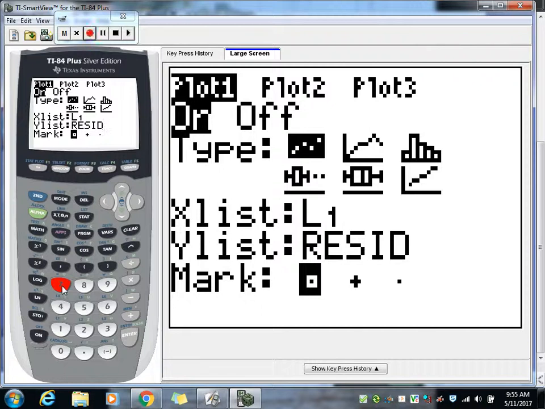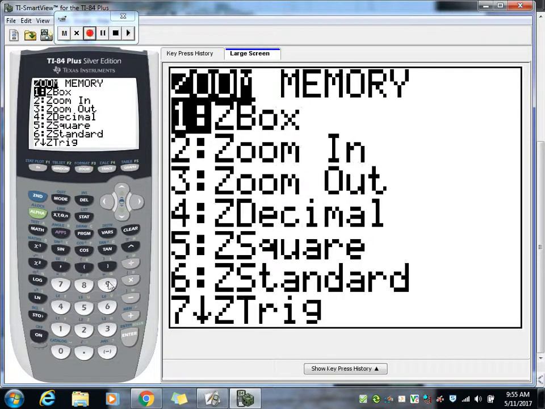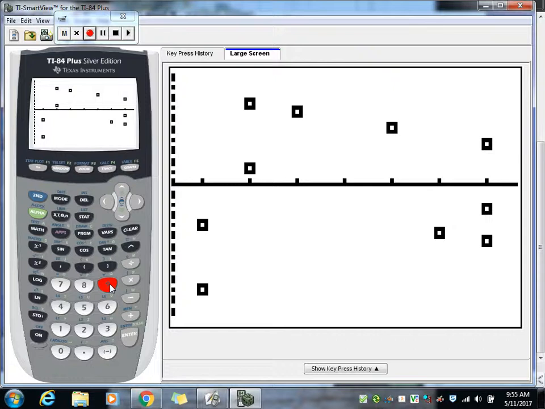Again, if you have not done your linear regression yet, residual will not even be an option for you when you do your second stat. You have to make sure you do that part first. And then your mark: box, plus sign, dot, doesn't matter, whatever you prefer to use. And then we're going to go to zoom 9. You don't change that. Go down here. Second, stat.